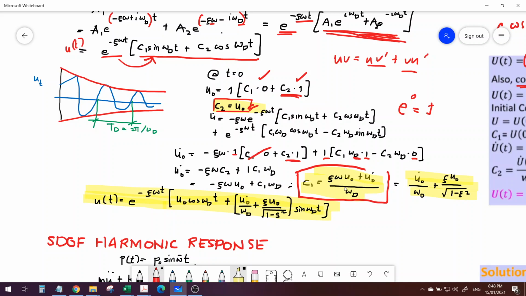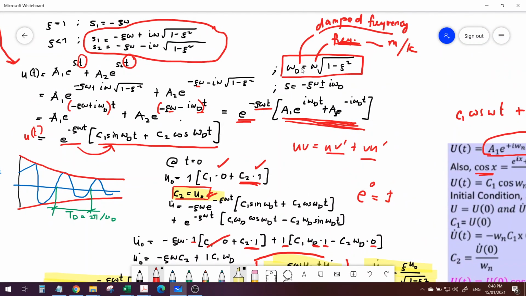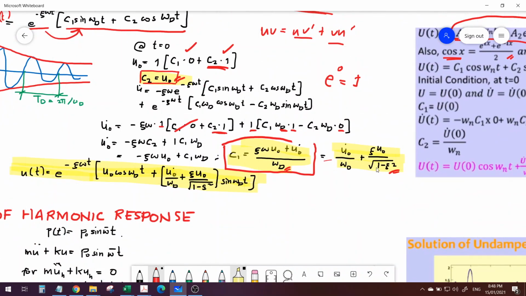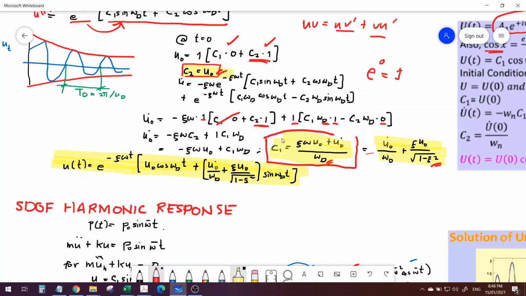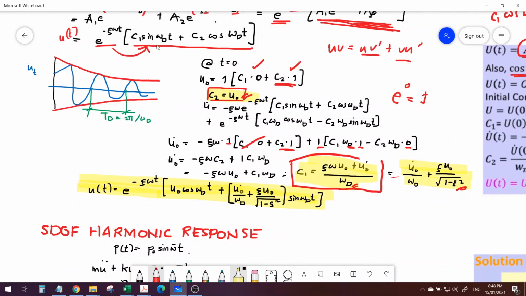Then, applying the fraction, expand this equation. So C1 is equal to u dot over omega d plus C u naught over square root of 1 minus C squared. Bakit nagkaroon ng ganito? Because omega d is, remember, omega times square root of 1 minus C squared. If you plug in that here, we now know C1 and C2. We can now plug this in to our original solution, and if you do that, you will come up with this general solution.